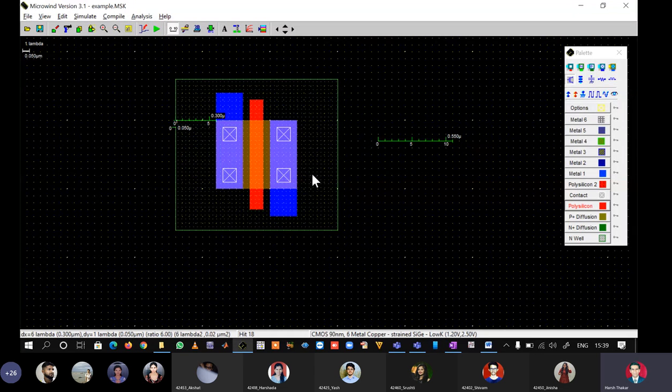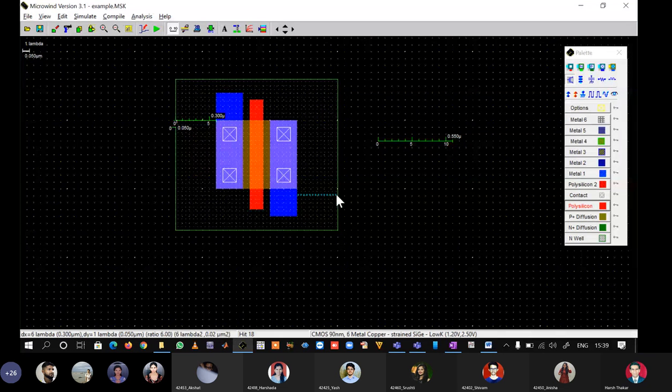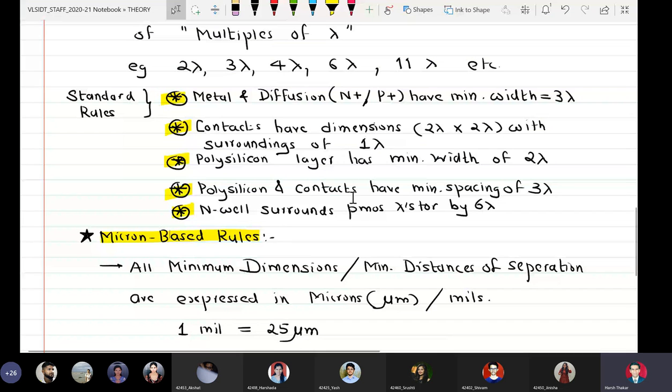Let us measure another dimension also. Okay. Again, it is 300 nanometers, 6 lambda. We have justified that all the rules which you have written here are actually verified in the layout editor also. We verified everything now.